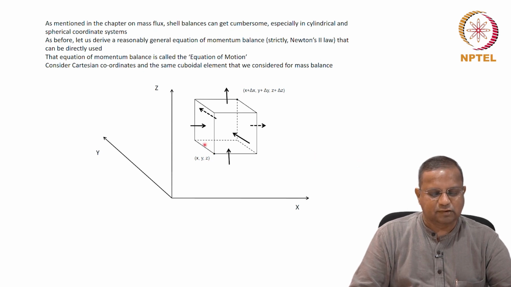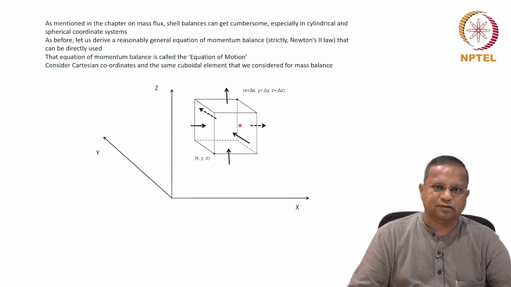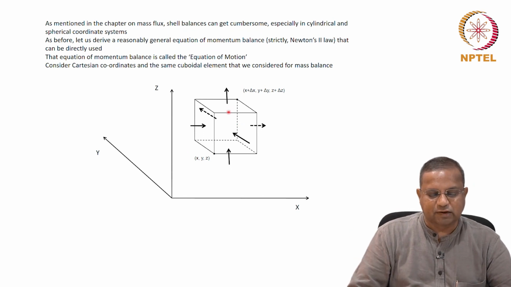So we considered this cuboid of dimensions delta x, delta y, delta z, and then we looked at the ways by which the momentum could enter and exit, and the accumulation of momentum in the system. Earlier, we were looking at a steady state case, well developed flow and all that. This is a general expression that we are trying to derive here, and therefore we consider the accumulation term.